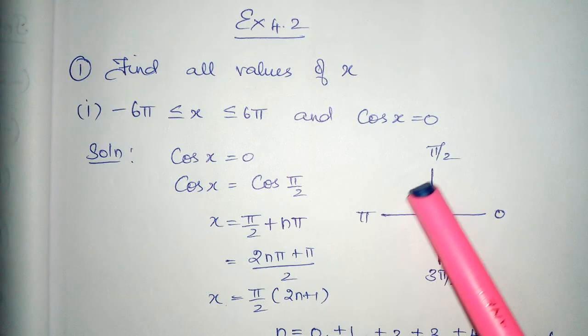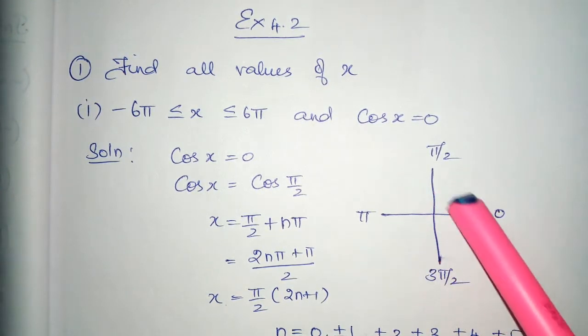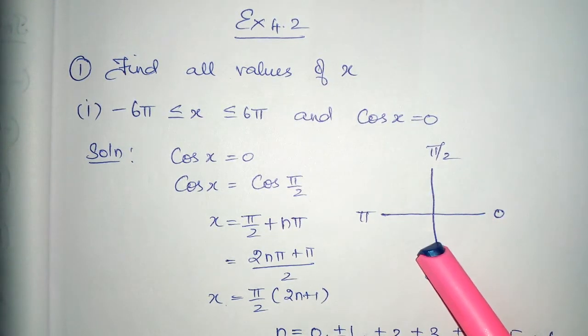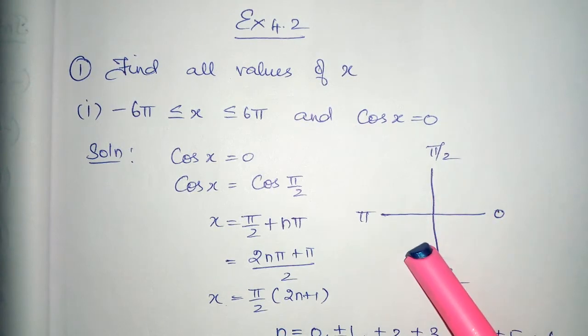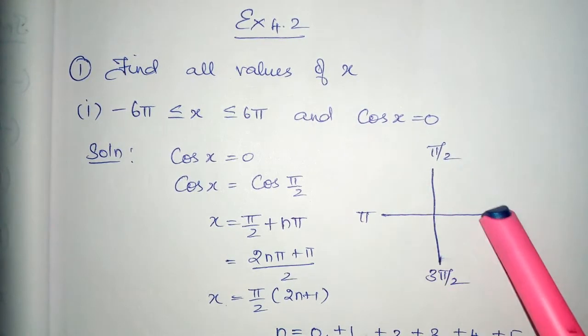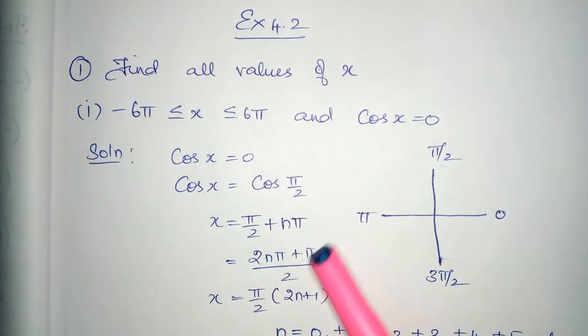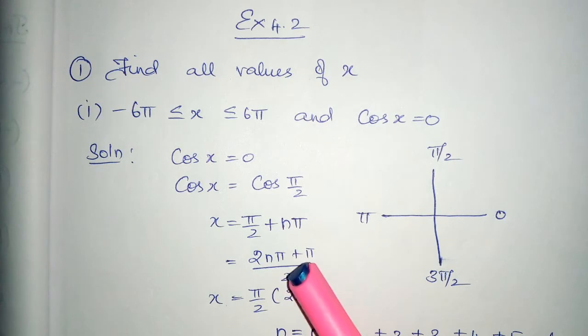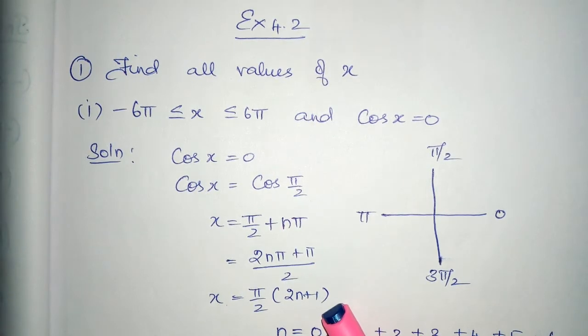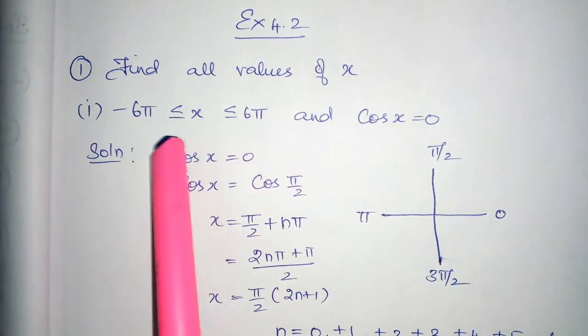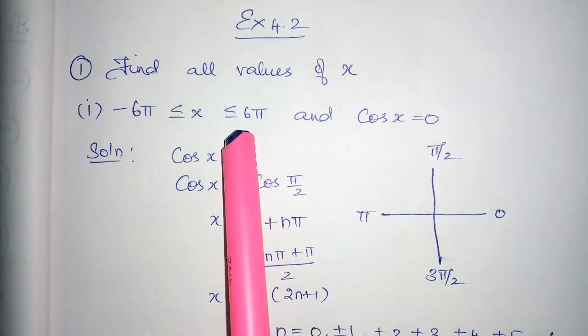So every half rotation, every π addition, that is π, 2π, 3π, 4π, generally I am going to write this as nπ. Can you understand? So π/2 plus nπ. Now taking LCM, it becomes (2nπ plus π) divided by 2. So taking π/2 outside, it is π/2 times (2n plus 1). Now I have to find the values of n that satisfy this particular interval.